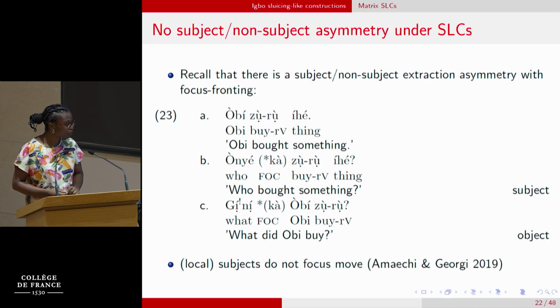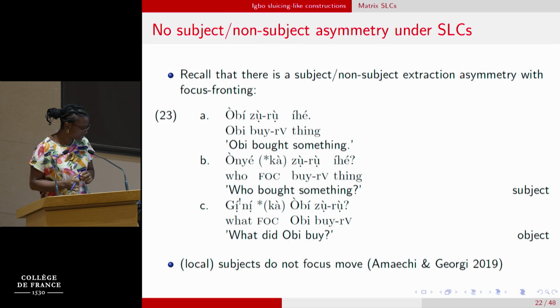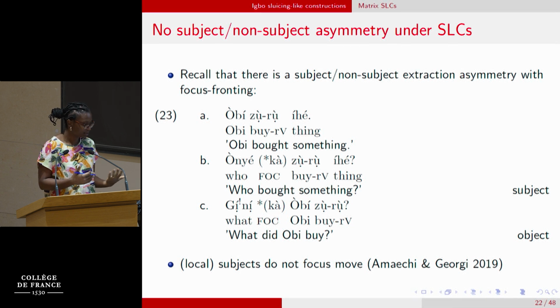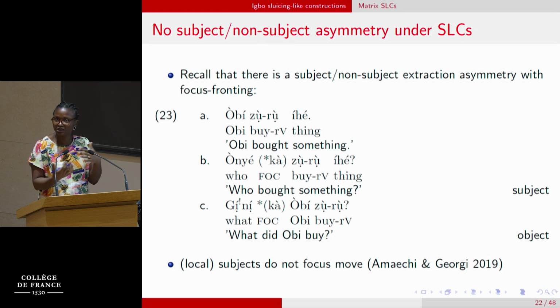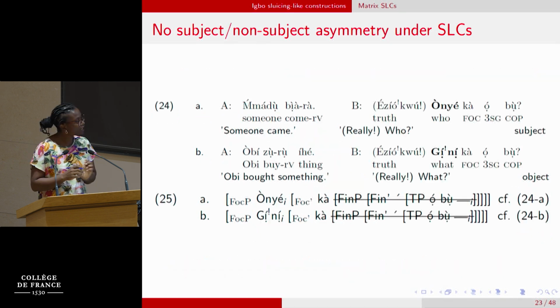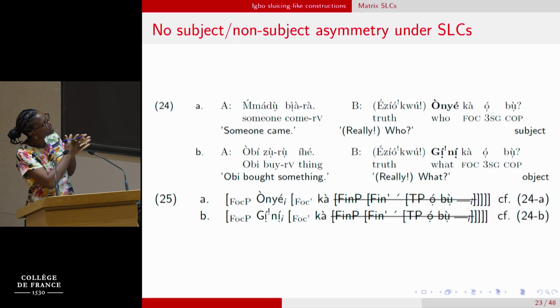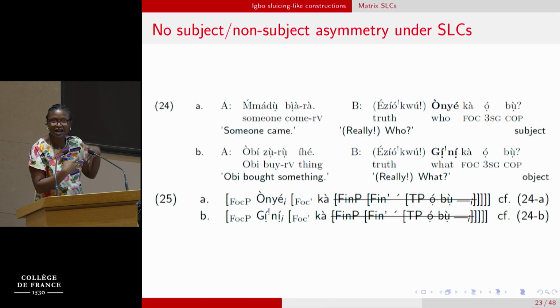Yes. So the copular clause analysis also predicts that we would not get the subject-non-subject asymmetry in this case. So recall that I told you earlier that with a local subject, we do not get ka marking alongside other morphological evidence of movement. But assuming the copular clause analysis means that we have a similar structure whether it's the subject in this case or the object.